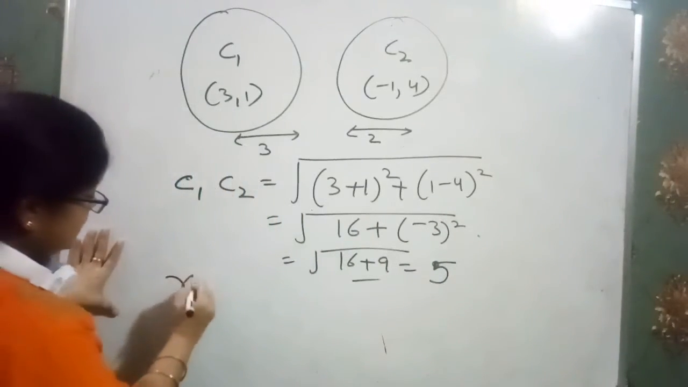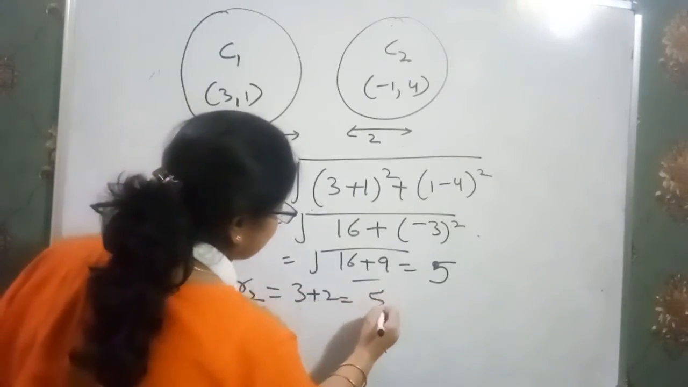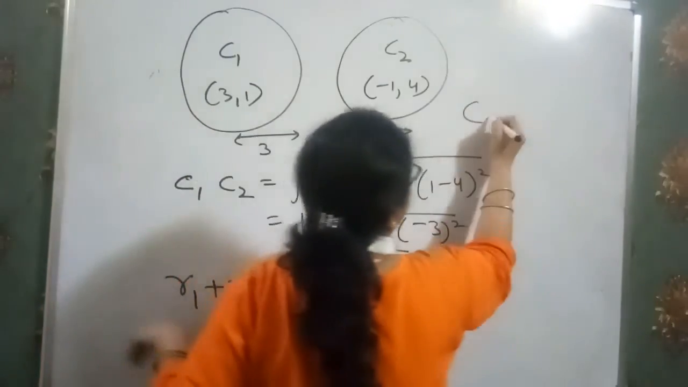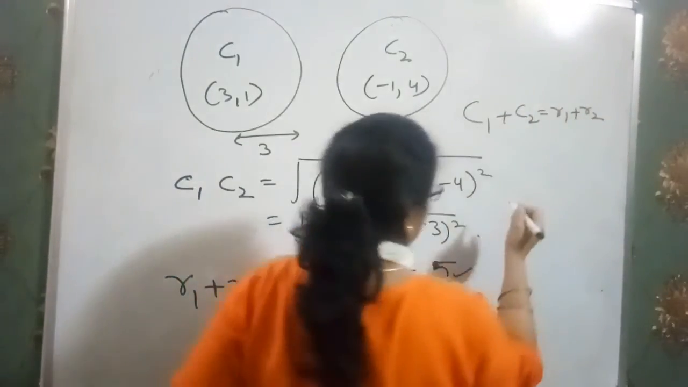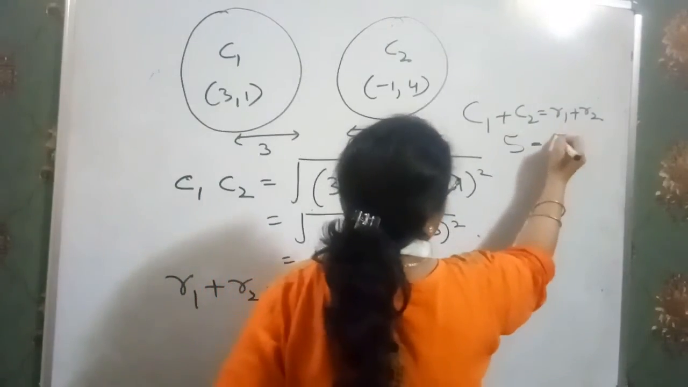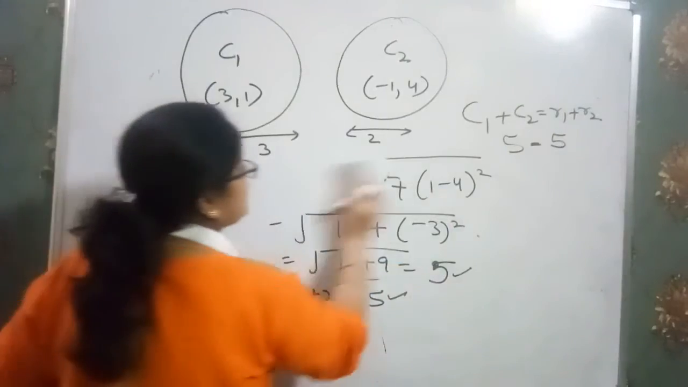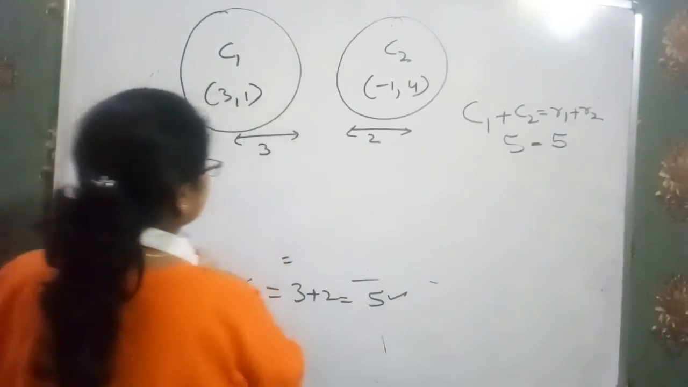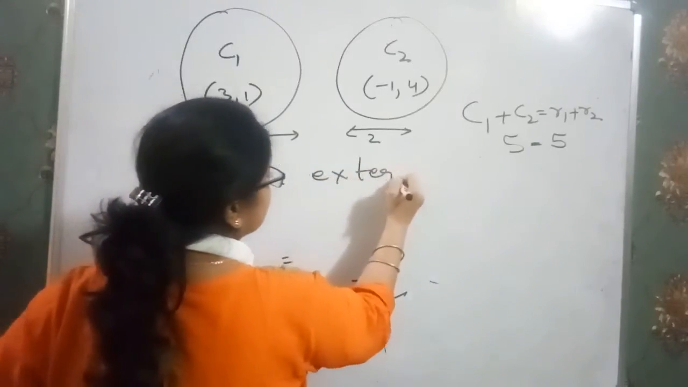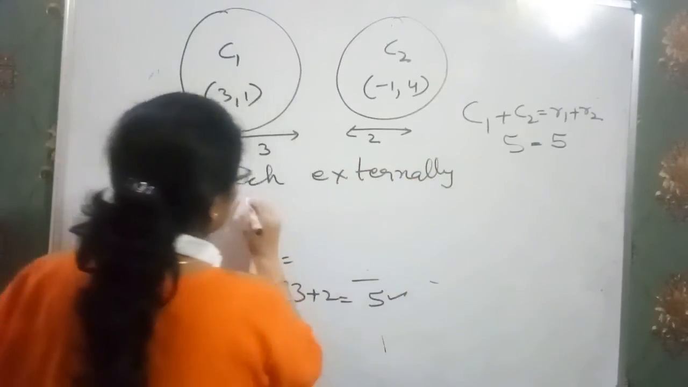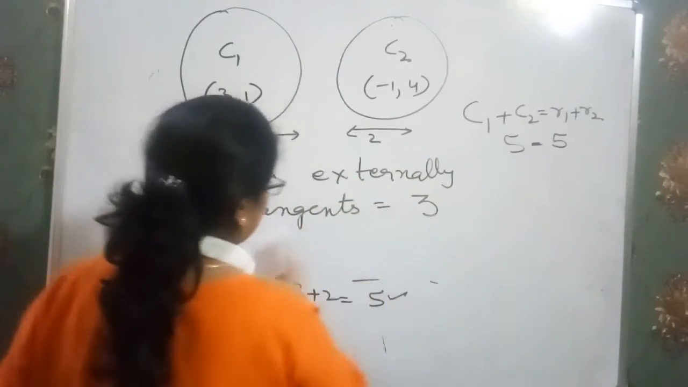Now we see that if we add R1 plus R2, we have 3 plus 2 is equal to 5. That means we got C1C2 is equal to R1 plus R2, which is 5, and this is also equal to 5. So they touch what? Externally. So the two circles touch externally, and the number of tangents is equal to 3.